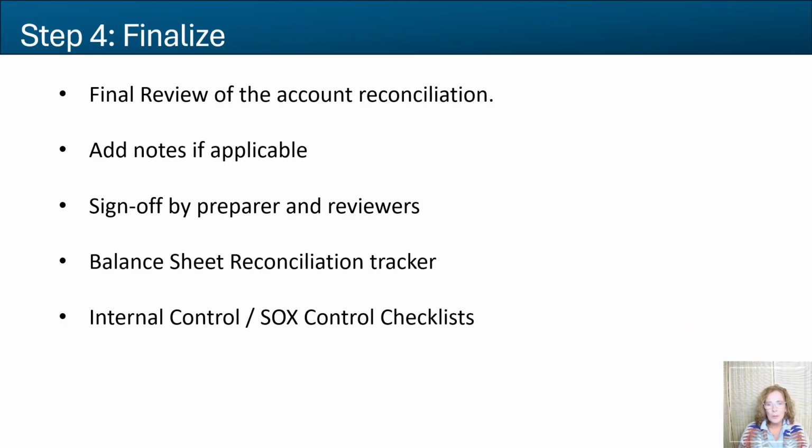The final step is to look over the details of the reconciliation one more time and then sign off on it at the top of the reconciliation cover page. Add any notes related to the deferred revenue account reconciliation, like for instance, if invoices were processed incorrectly by the system. Both the preparer and the reviewers need to sign off as well and also document the completion of the reconciliation on the account reconciliation tracker.